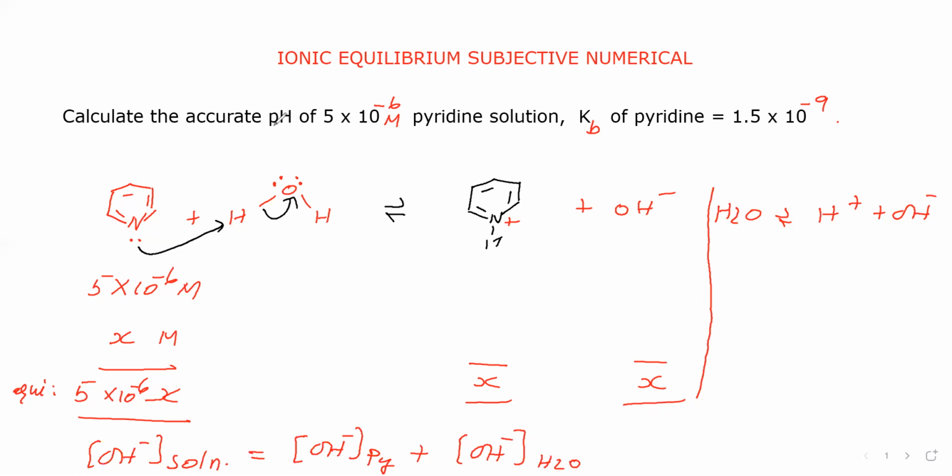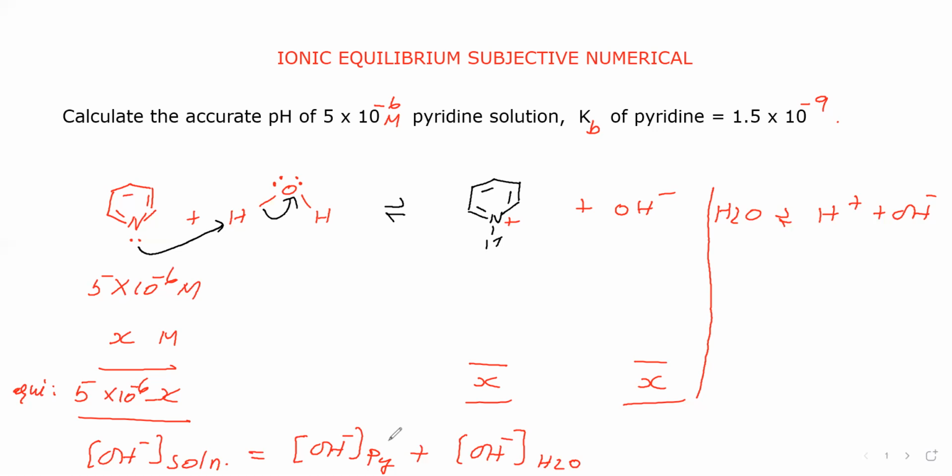So in the pyridine solution, what is the pH? In the pyridine solution, what is the concentration of OH minus that we have to find? Pyridine contribution and water contribution, isn't it? Generally, we will not consider the water contribution because it is negligible when compared to the other substance. But in this case, the water contribution is considerable. It is not negligible when compared to pyridine. That's why we got that answer.